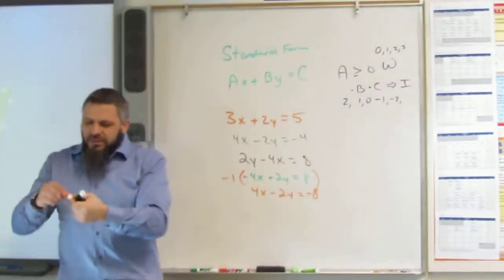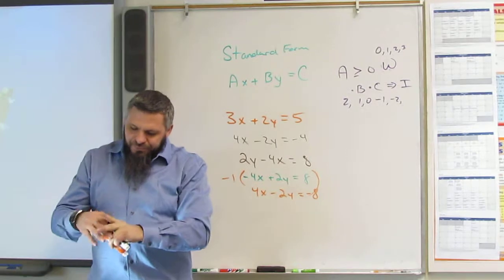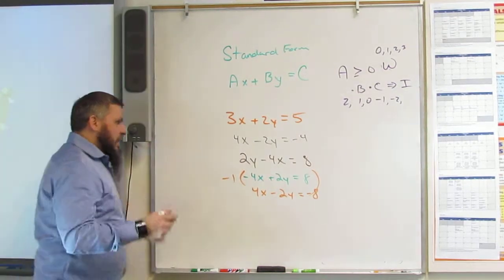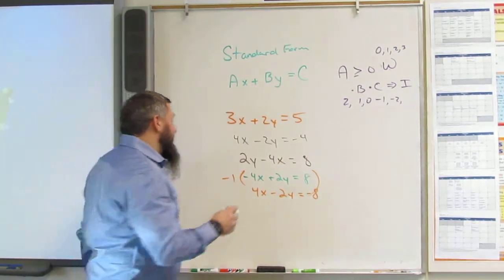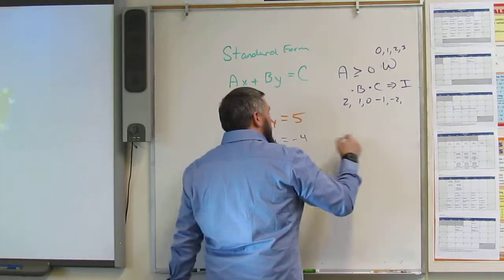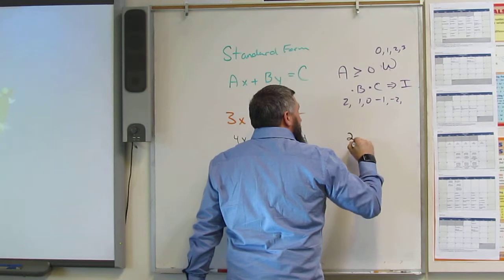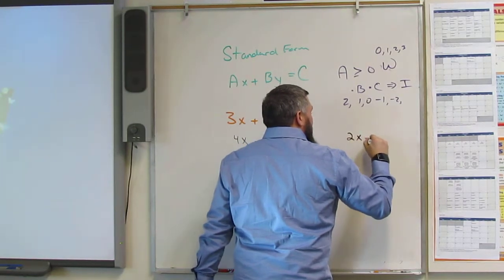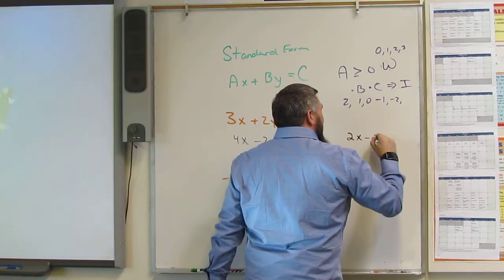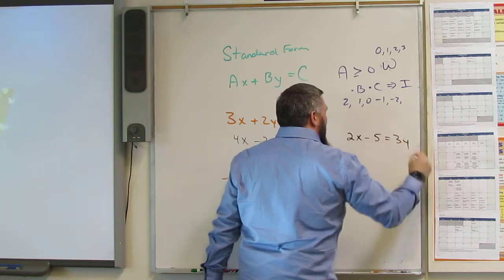Let's try another one. I'm going to trick you again. I want to put this in standard form. All I know is A has to be positive. 2x minus 5 equals 3y.